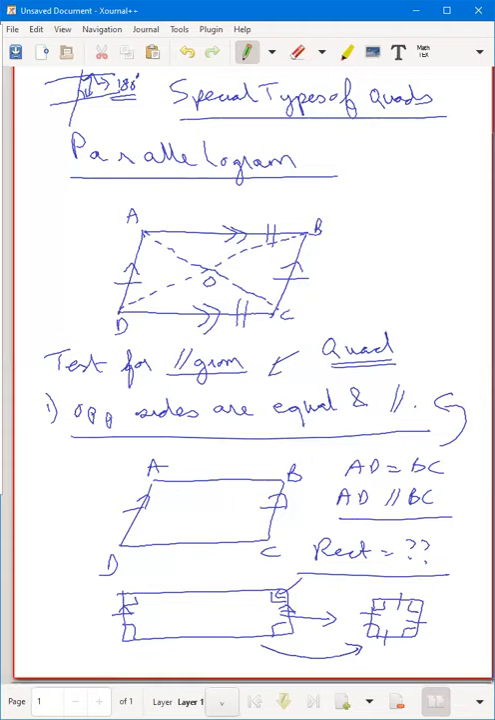Every parallelogram which has its angles as 90 degrees will become a rectangle. Every rectangle which has the sides equal will become a square. Are you getting this? Yes, sir.